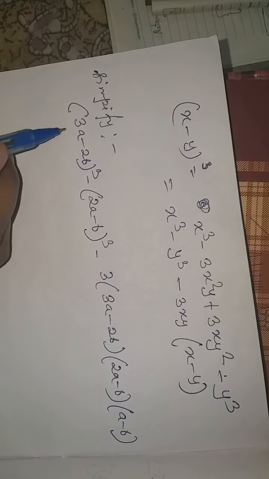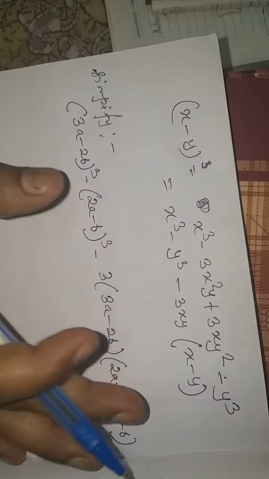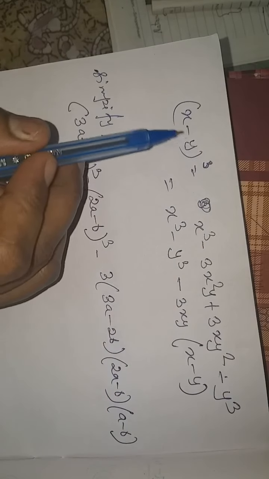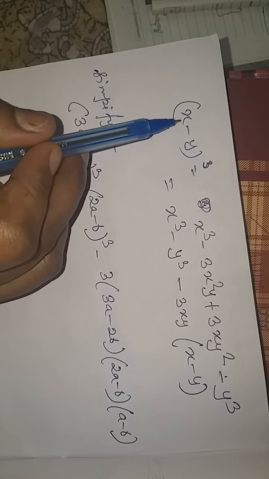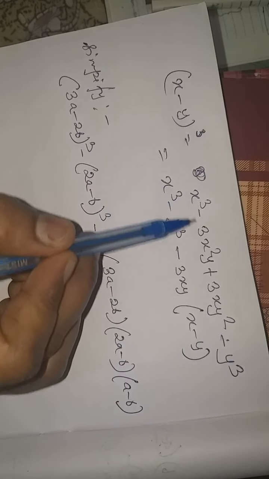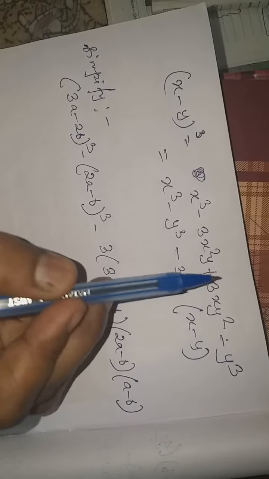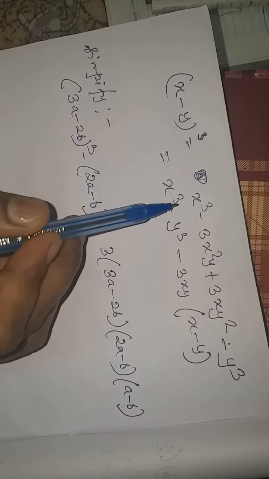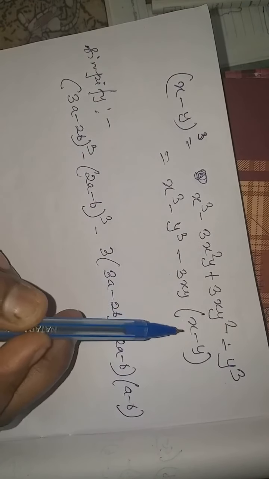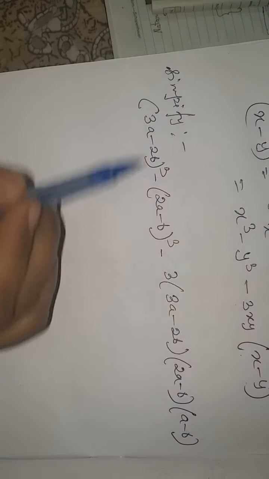Okay, before we come to the simplification, we should know which formula we are going to use here. Suppose we are given to find out the cube of (x minus y), then we should apply these two formulas: x cube minus 3x square y plus 3xy square minus y cube, or we can write this in this form also: x cube minus y cube minus 3xy(x minus y). Now come to the actual problem.